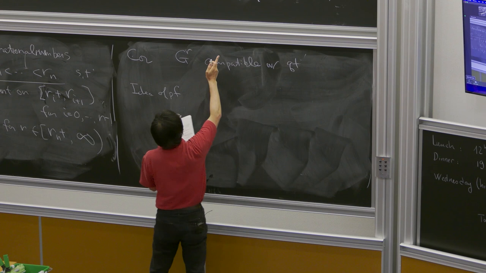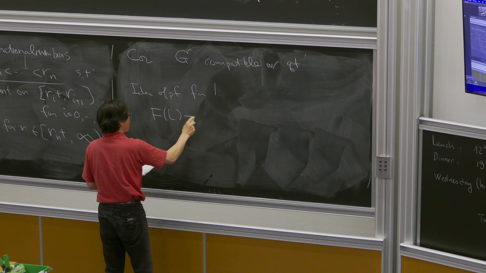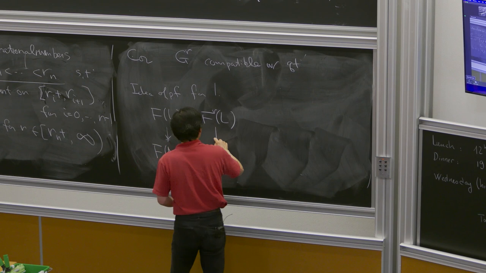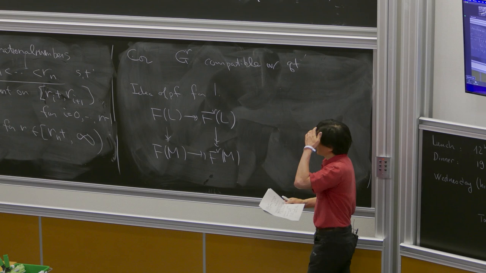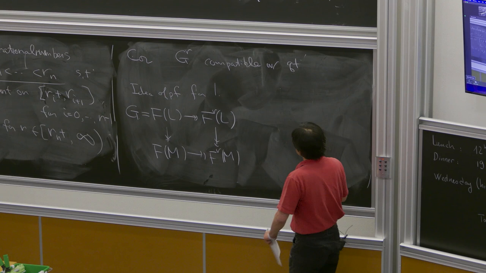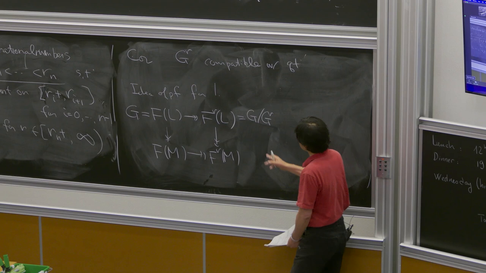For the first point, to prove this, we look at the commutative diagram. So we have a surjection like this, and we identify this with G. And by looking at the functoriality, we can show that there's a normal subgroup such that we can identify this quotient like this.